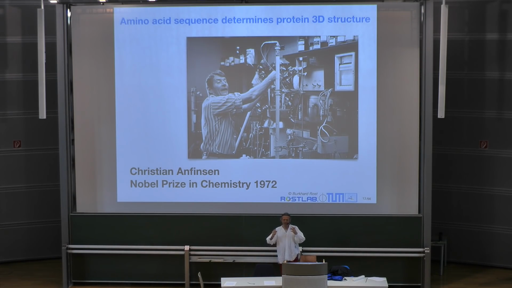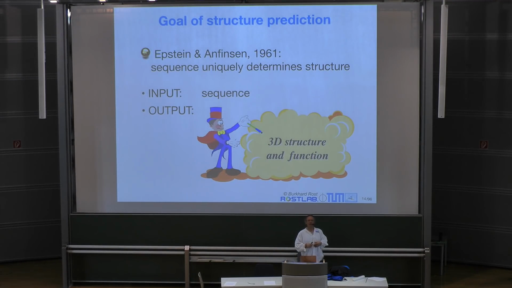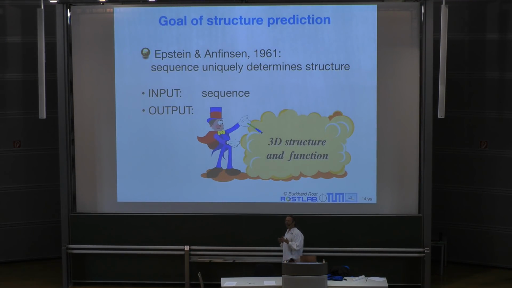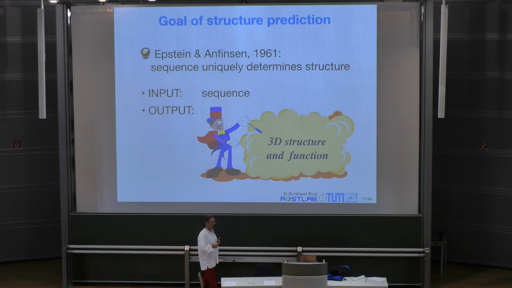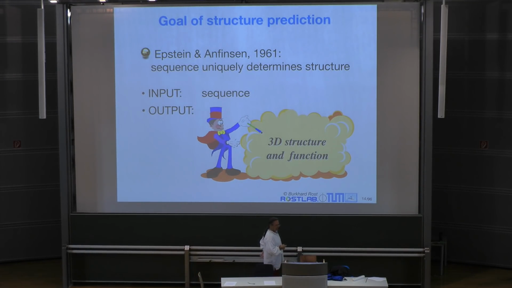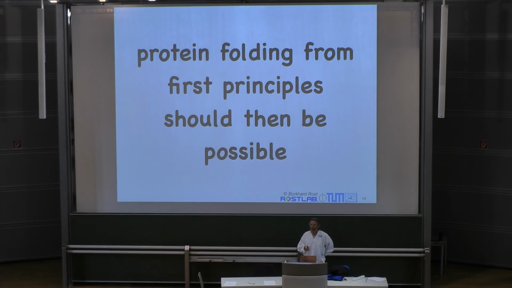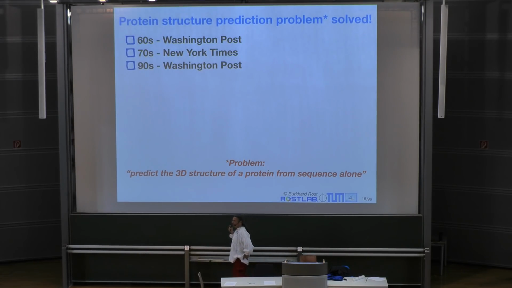Now, if that is the case, then in principle, by understanding the biophysical features of this protein chain in water that explain how it folds, I should be able to do that in a computer, by first principles. And not only does it seem that way, we have a variety of newspaper articles that stated that this problem has been solved. The first such paper was published in the 60s, the second in the 70s, and the third one in the 90s.